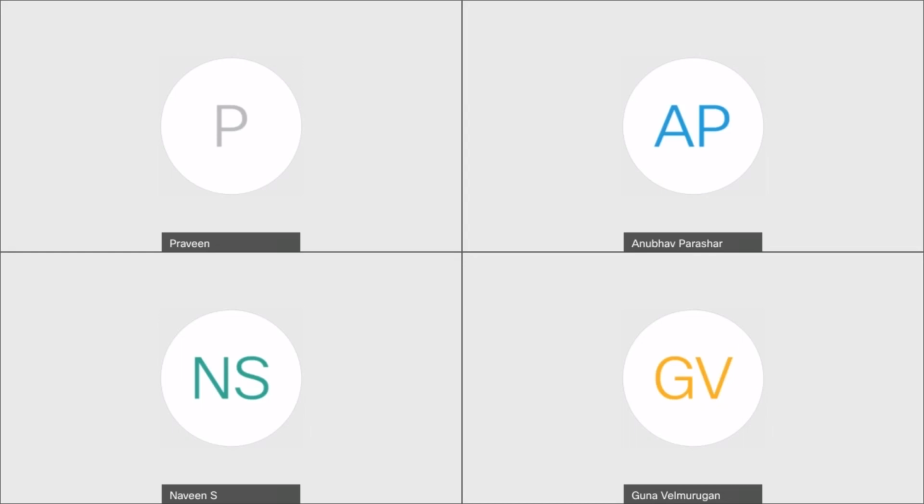Yes, exactly. To sum up, the priority list is notes revision, then PSU questions, and if time allows, then you can go for some of the previous year questions, conceptual ones. Exactly, bang on point.